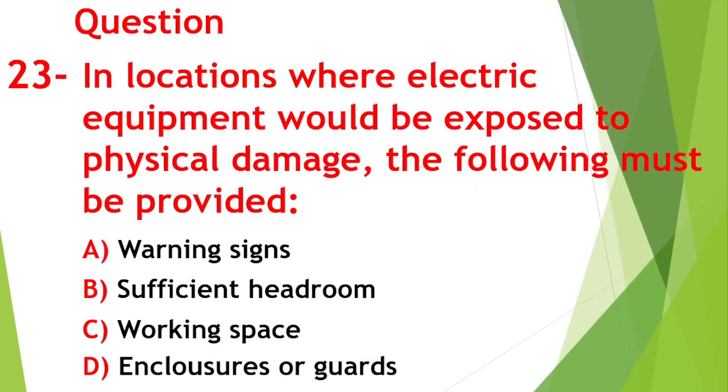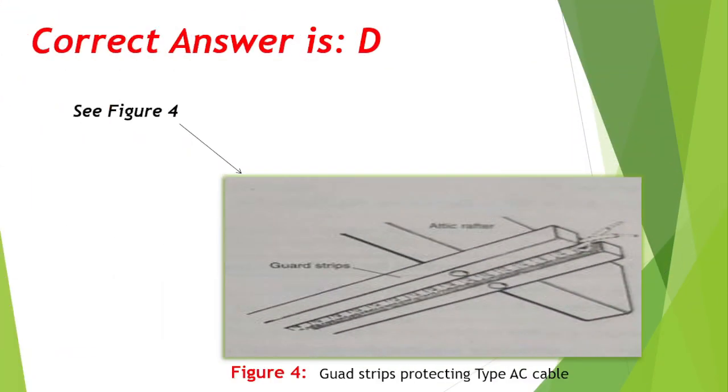Next, question number 23. In locations where electric equipment would be exposed to physical damage, the following must be provided: A. Warning signs, B. Sufficient headroom, C. Working space, D. Enclosures or guards. Correct answer is D. See the figure.